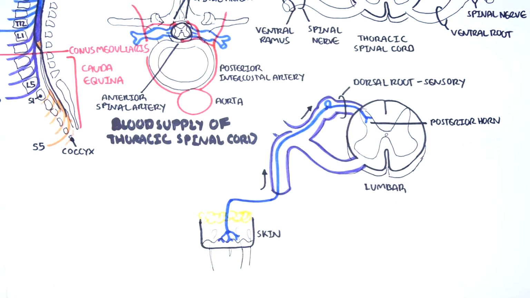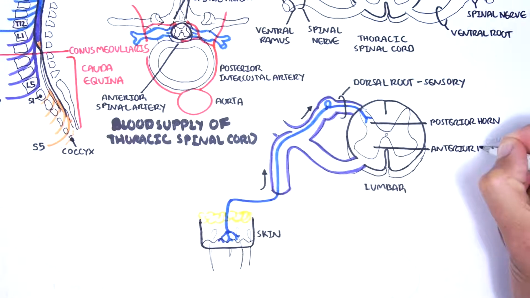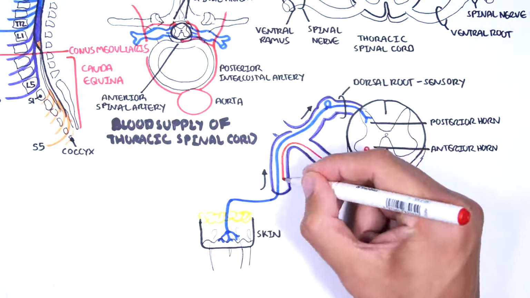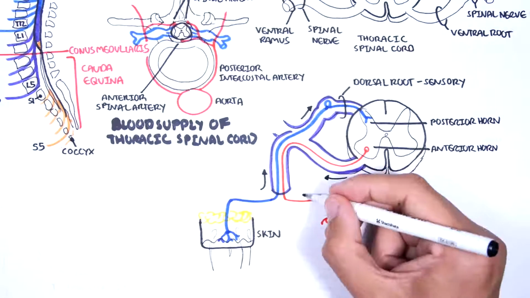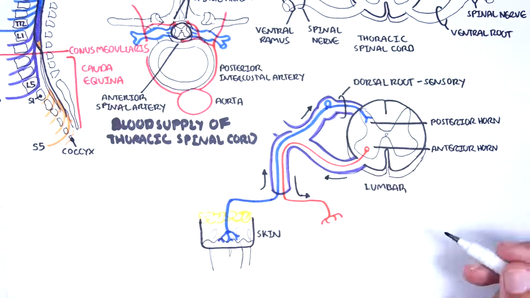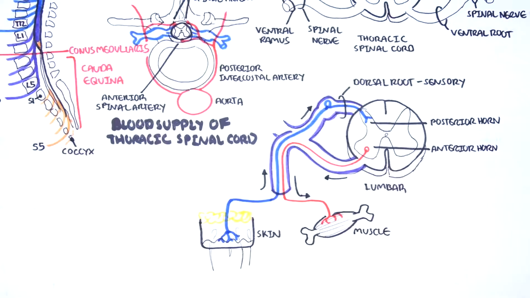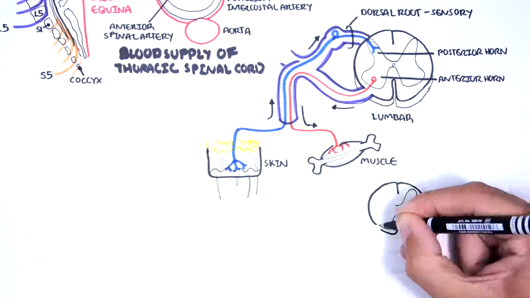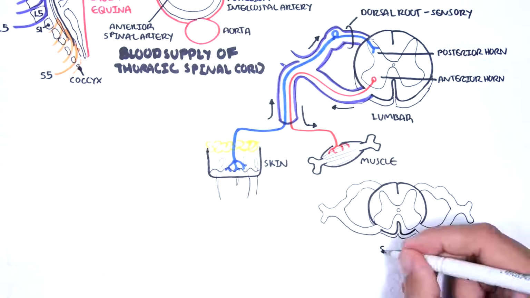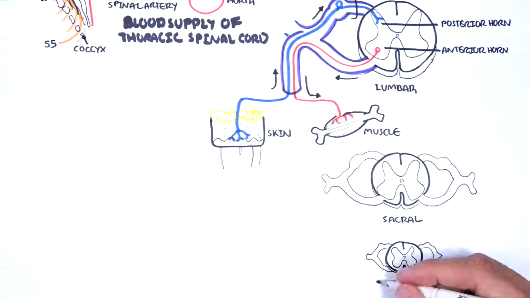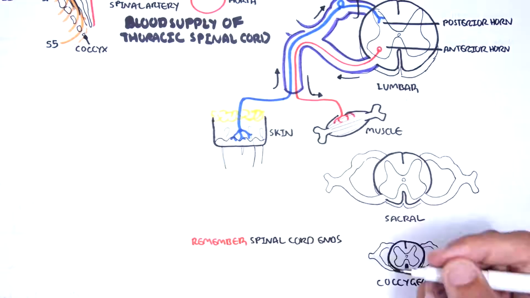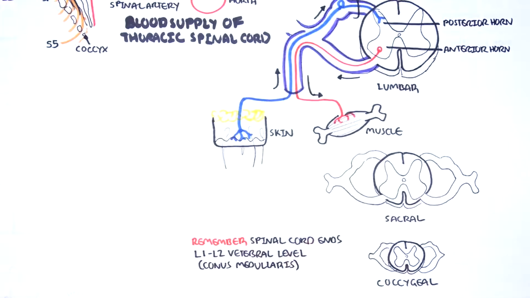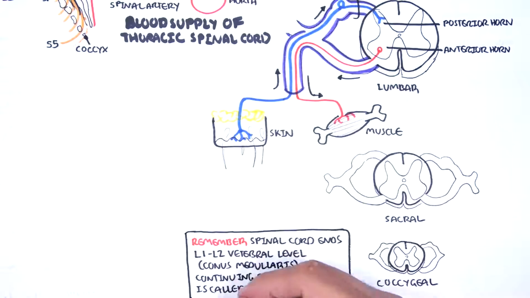The anterior horn of the spinal cord is where the lower motor neurons arise, and they will exit the spinal cord through the ventral root and target an effector organ, for example, the muscle. To complete this section here, we have the sacral spinal cord and the coccygeal spinal cord cross sections. Remember, the spinal cord ends at about the L1, L2 vertebral level, and this is termed the conus medullaris. Continuing bundle of fibers from here is the cauda equina.